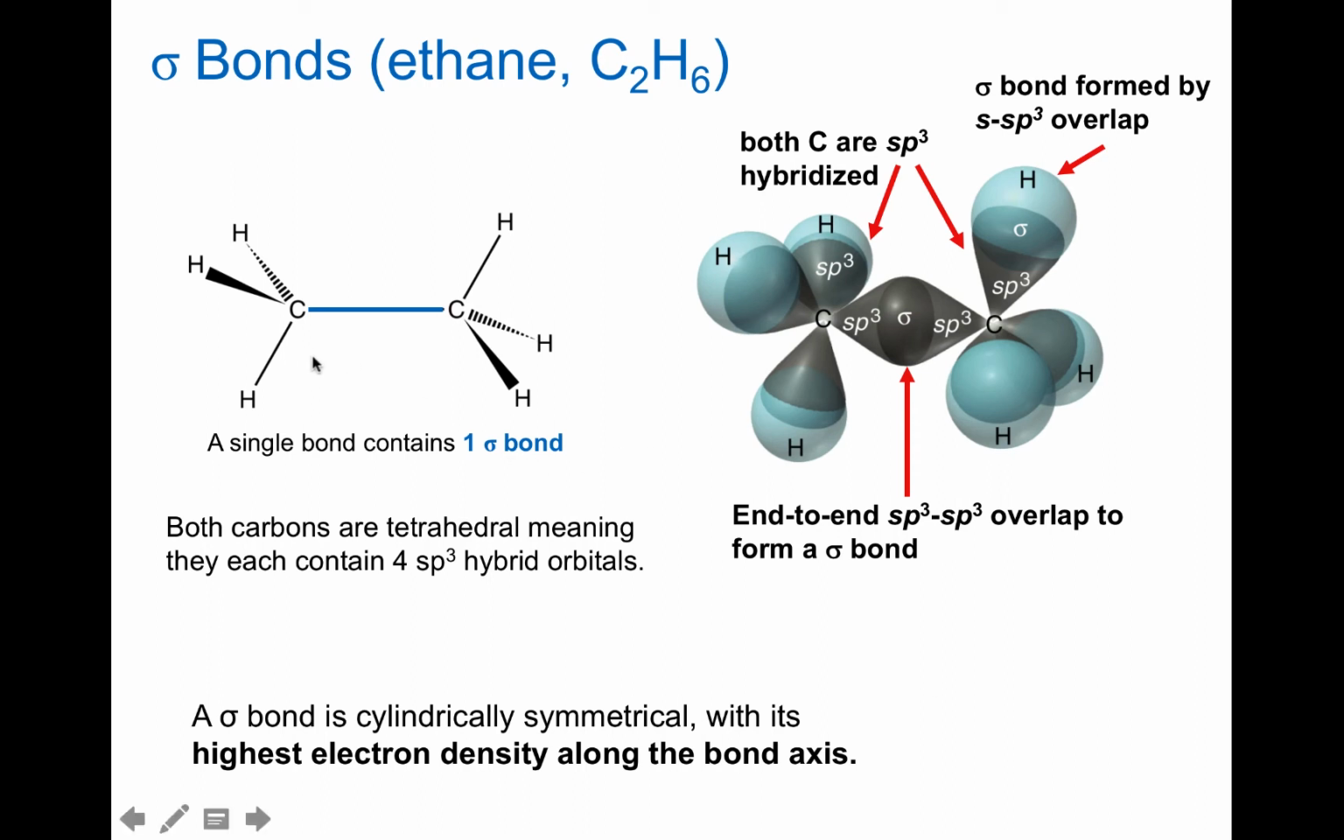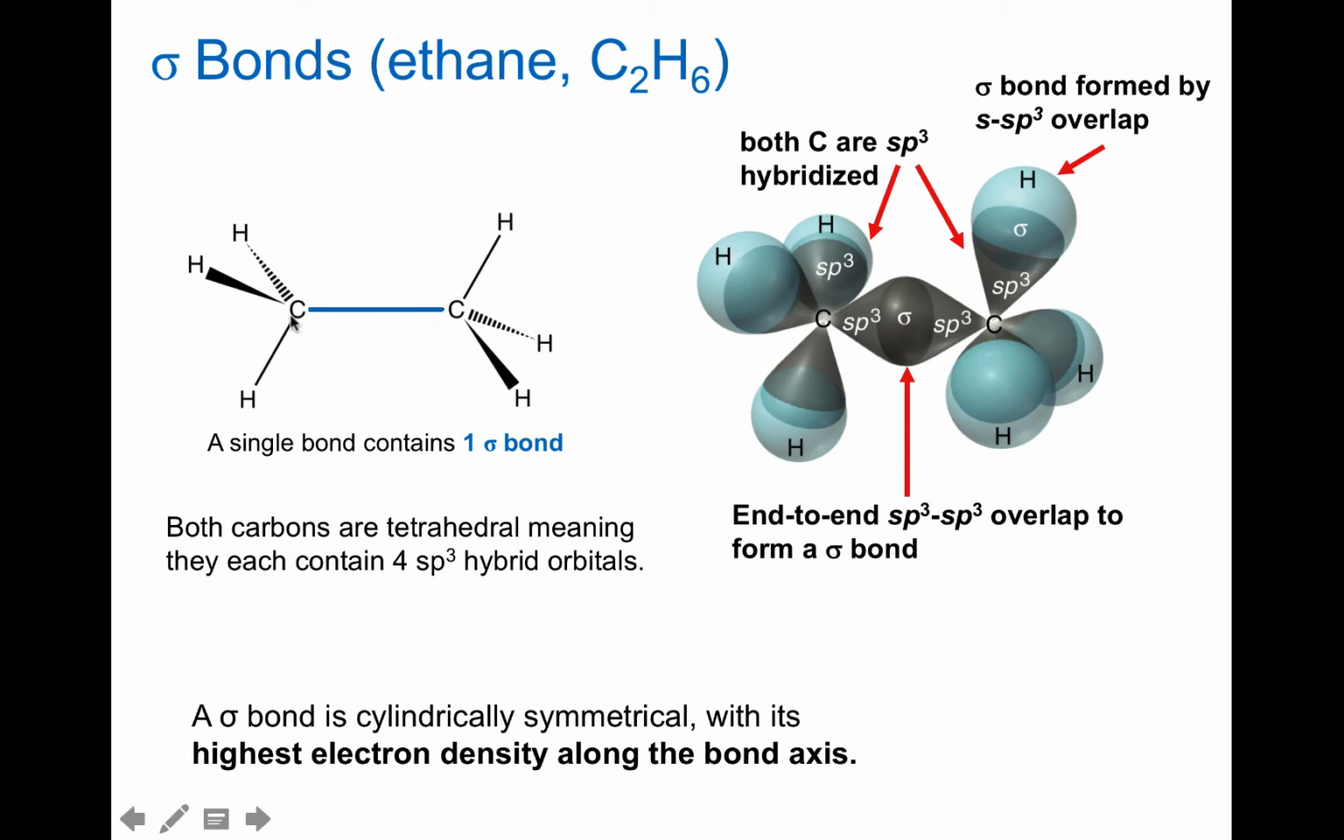If we have this ethane molecule, there's a single bond between the two carbon atoms. And remember, a single bond is a sigma bond. The nice part about that is it's easy to remember because they sound the same. And so we have a sigma bond right here.